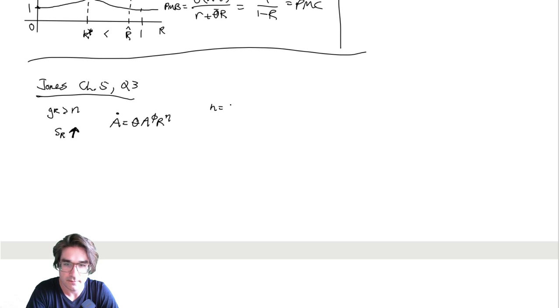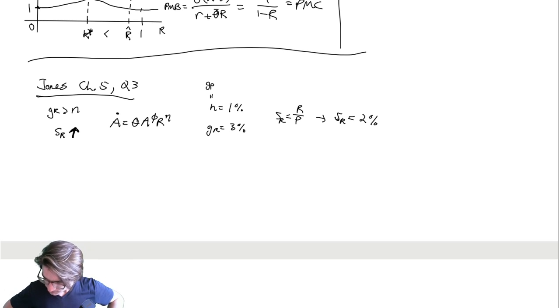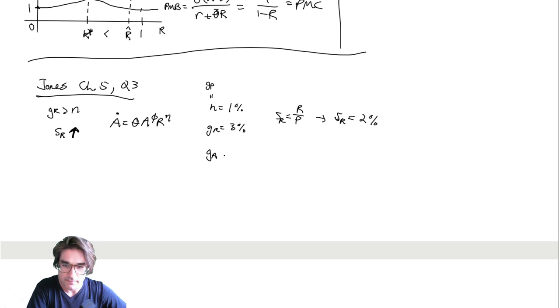So N is 1% and GR is 3%. Remember, SR is R over P, not P over R. We know from the rules of growth rates that SR is actually growing at 2%, 3 minus 1. This is an S, not a delta. SR is growing at 2%. And then assume that GA, the growth rate of A, of technology, is a constant, about 2% per year.